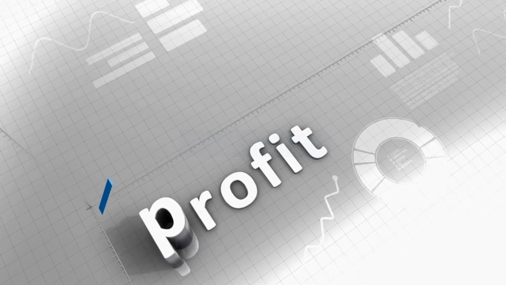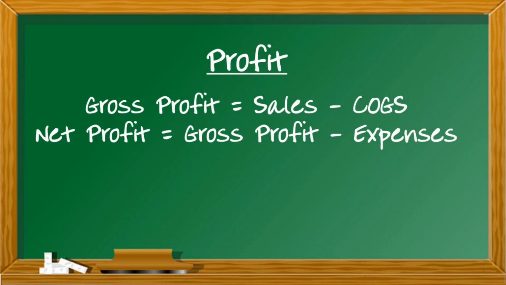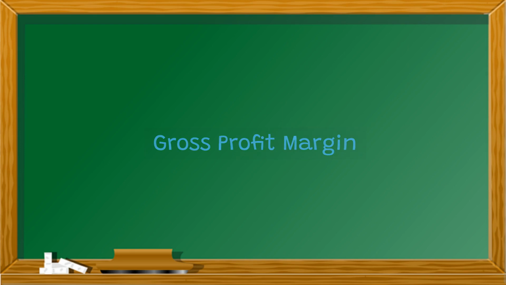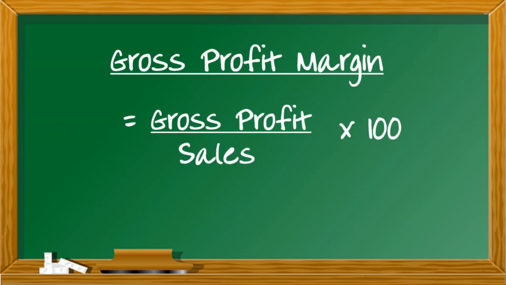Profit analysis, gross profit versus net profit. When you look at your profit and loss income statement, you will see that your gross profit is equal to your sales less the cost of goods sold. Other business operating expenses are then subtracted to calculate your net profit. Gross profit margin. This is the percentage of overall sales that ends in gross profit. Gross profit margin equals gross profit divided by sales multiplied by 100.